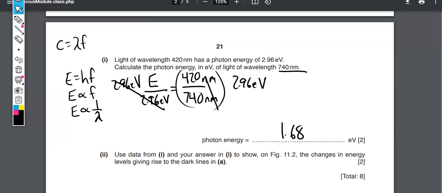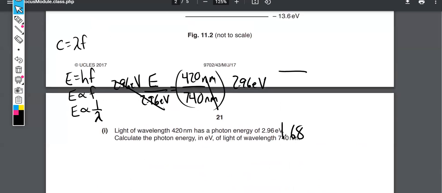So that longer wavelength, 740 nanometers, has less energy. That's the same idea we were discussing here. So we have a range of energies from 1.68 electron volts to 2.96 electron volts. That range of values is going to be important for the next part here. It says use data from one and your answer in one to show on figure 11.2 the changes in energy levels giving rise to the dark lines in A. Kind of putting all the ideas together.